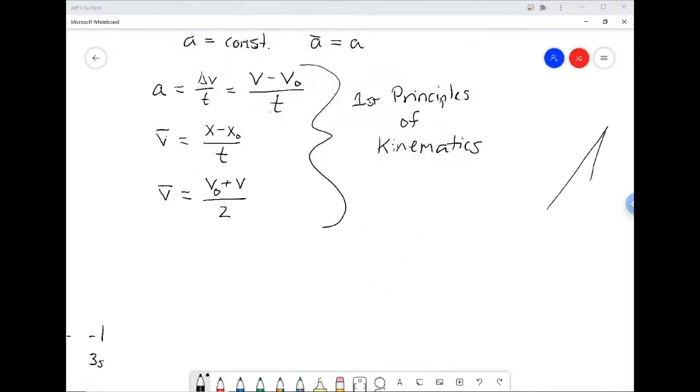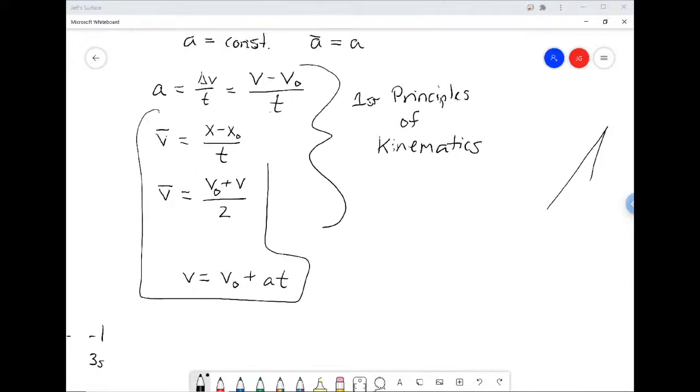Go away. Okay. Instead of writing a equals v minus v naught over t, you can rearrange it: v equals v naught plus a times t. So maybe those are the three most useful ways of thinking about these equations.